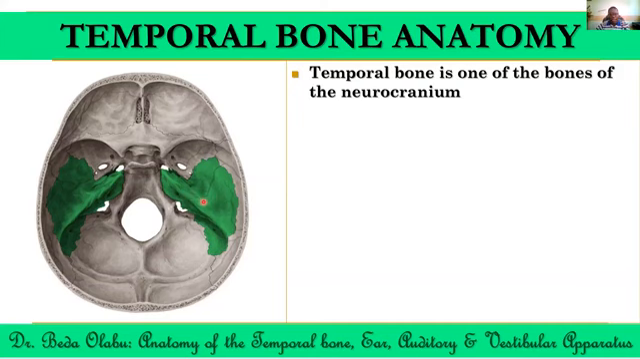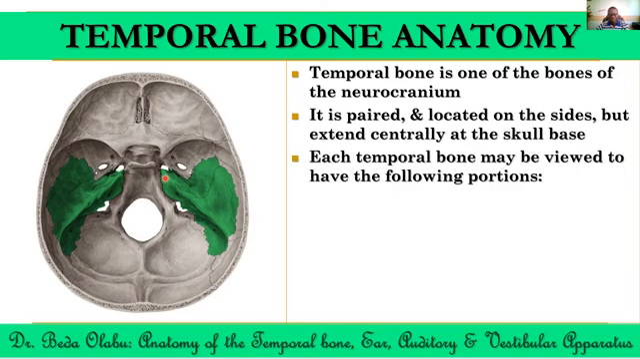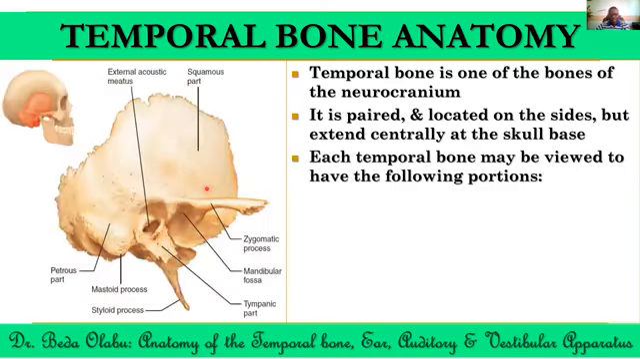It's a paired bone, so we have a right and a left part. As we can see, they extend from peripherally all the way toward the center, not quite meeting right and left, but they approximate the center. They are the skull base. Each temporal bone can be viewed to have a number of parts. Let's talk about the parts.